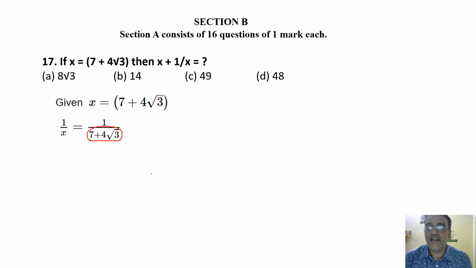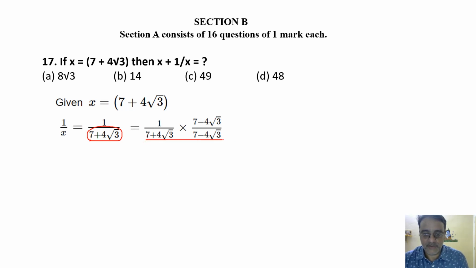So what will we do? We will multiply and divide. Right. So now this is in the form of a plus b into a minus b. So this will become a square minus b square. So what is the square of 4 root 3? 48. And the square of 7 is 49. So what are we going to get? 7 minus 4 root 3 upon 49 minus 48. And this is 1. So we are getting only this part, that is 7 minus 4 root 3.